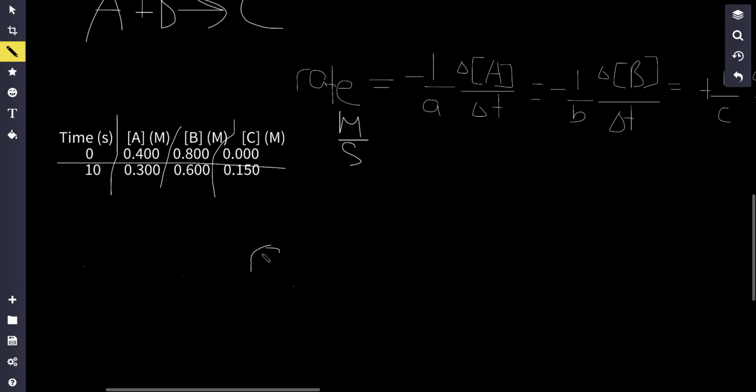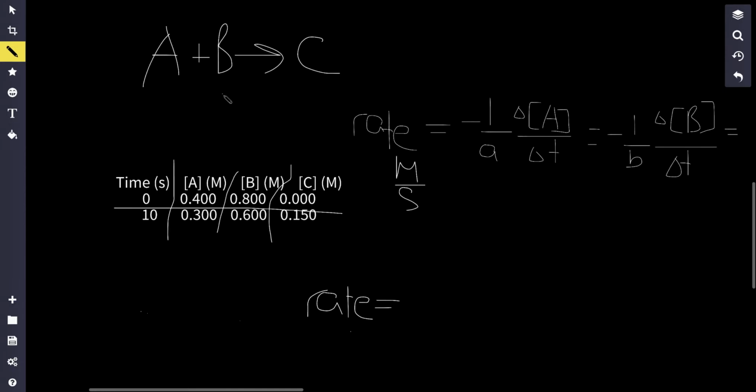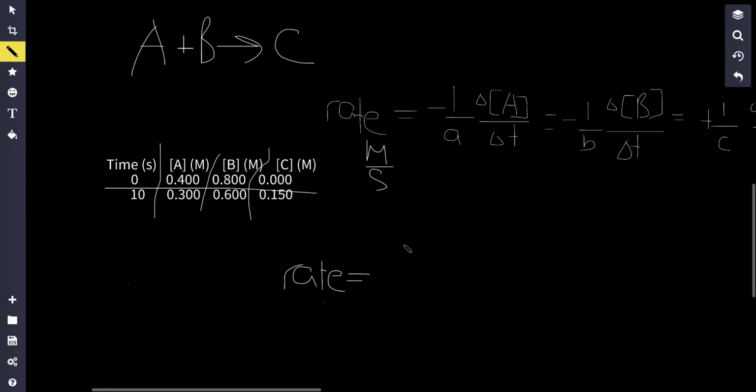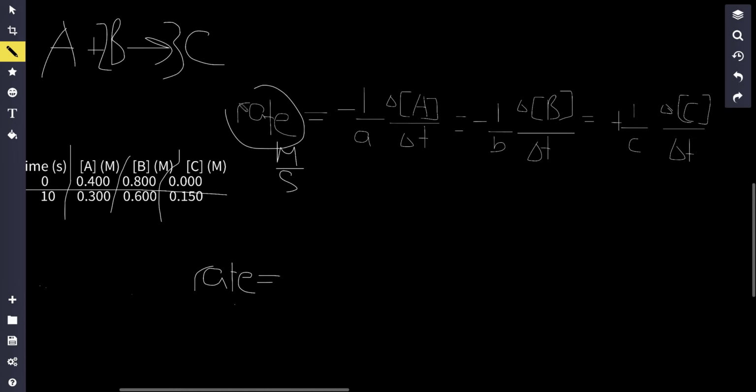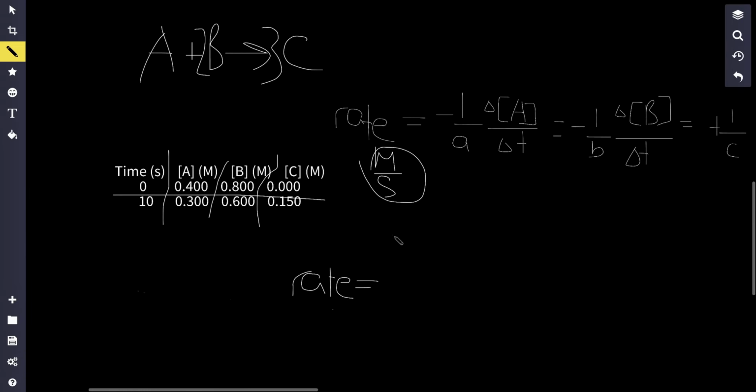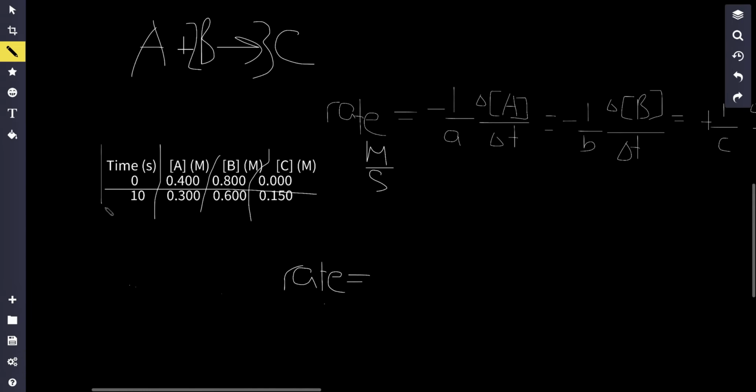Well, my rate is going to be equal to negative 1 over A. Let's say we have a reaction where A reacts with 2B to form 3C. I want to write out the rate of my reaction in units of molar per second, because in my table I'm dealing with molarity and with seconds as my time. So my unit for my rate is going to be molar divided by seconds.